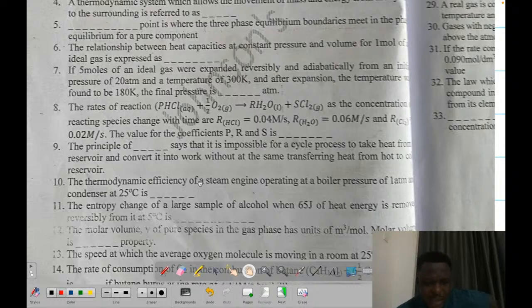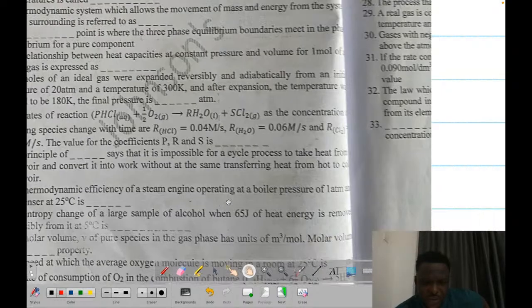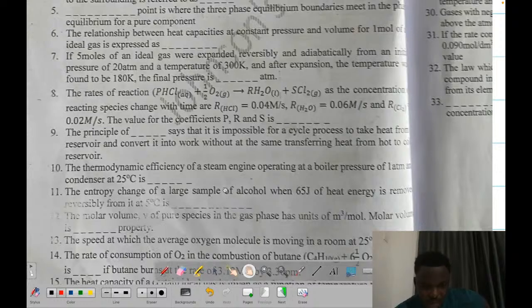the thermodynamic efficiency of a steam engine operating at a boiler pressure of 1 atm and condenser at 25 degrees Celsius is dash. Now, once again, class, I don't think this question is complete. The past question people, I don't know why they keep cutting out question. Efficiency of a steam engine.